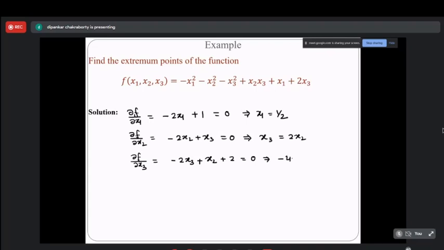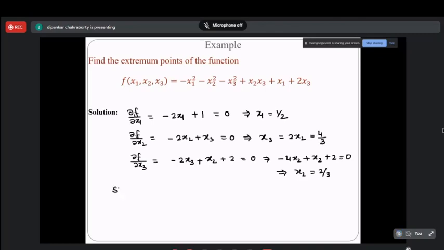Minus 4x2 plus x2 plus 2 is equal to 0. That means the value of x2 is what? Minus 3x2 minus 2, so 2 by 3. Yes. And what is the value of x3 then? 4 by 3. Is it fine? Is it up to this?